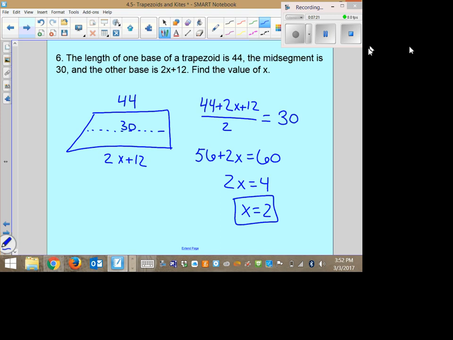So make sure you know how to find the length of the midsegment given both bases, or if one of the bases is given a midsegment and a base.